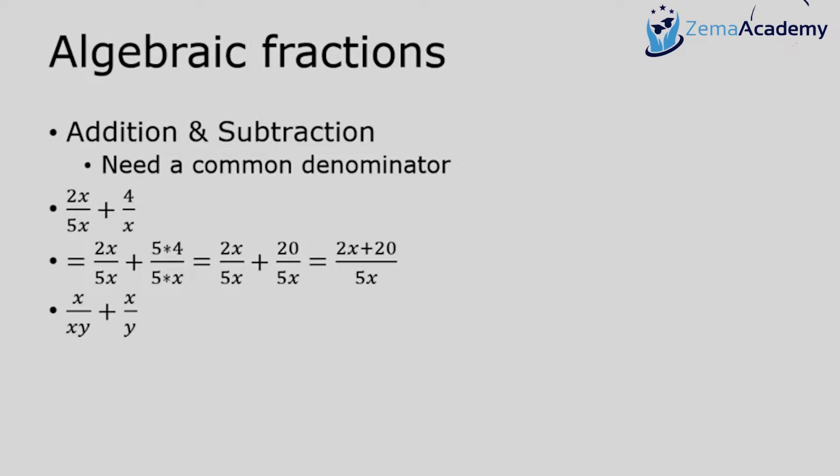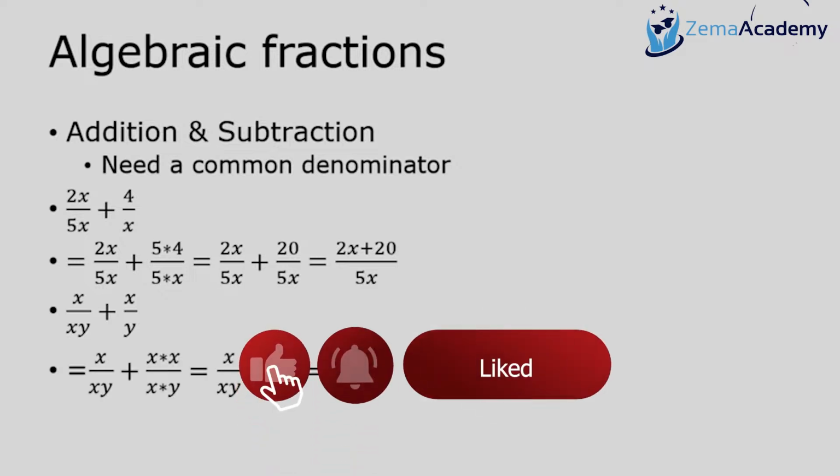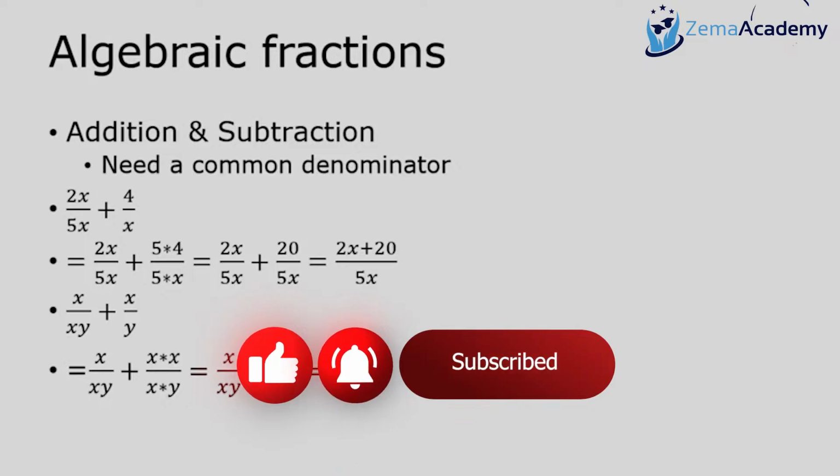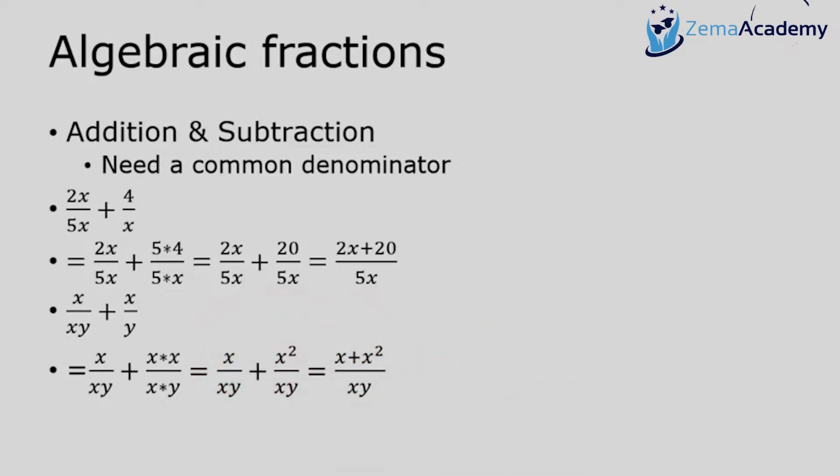Another example, x over xy plus x over y. Again, I can't do anything with these until I have a common denominator. So here, I've multiplied the fraction on the right, top and bottom, by x. Again, you have to multiply both the top and the bottom, both the numerator and the denominator, by the same thing. Otherwise, the proportions change and you've just changed the meaning of that fraction. It won't equal the same thing when you multiply it out.